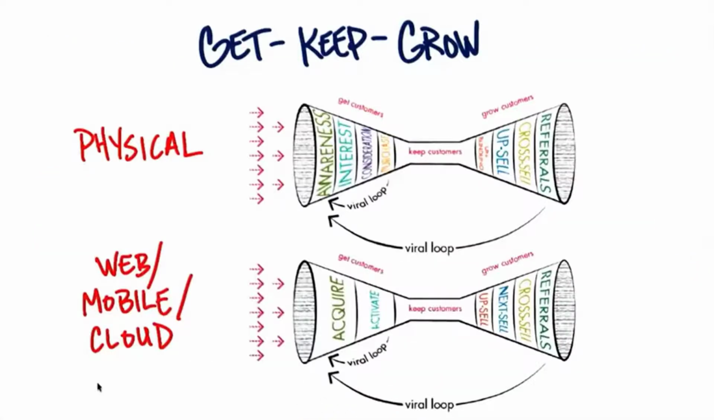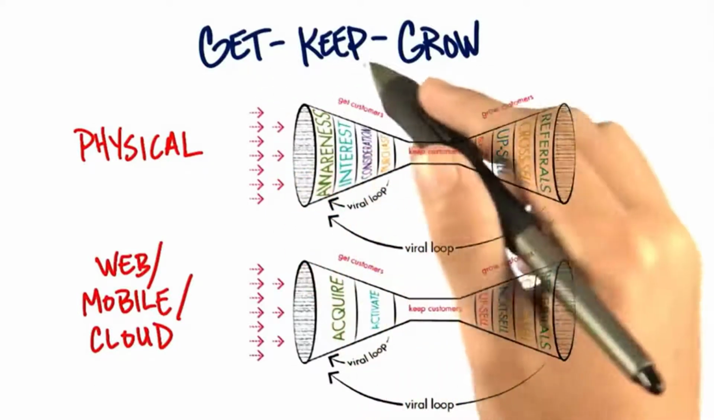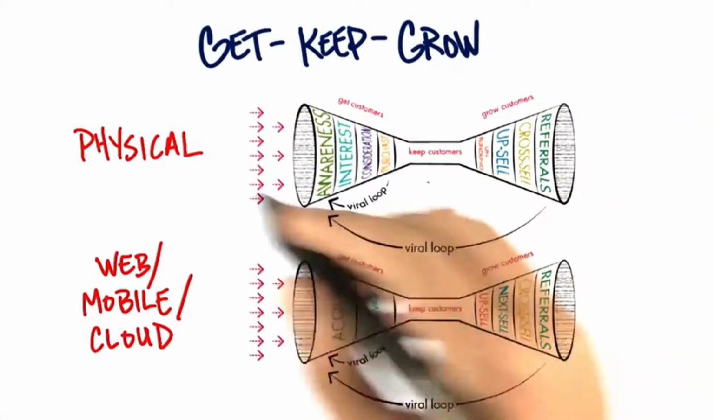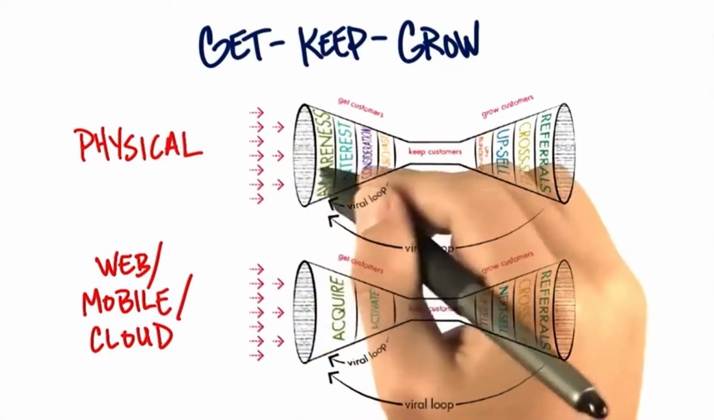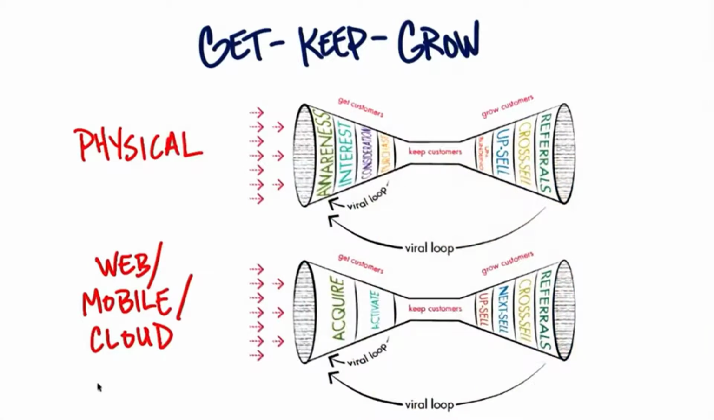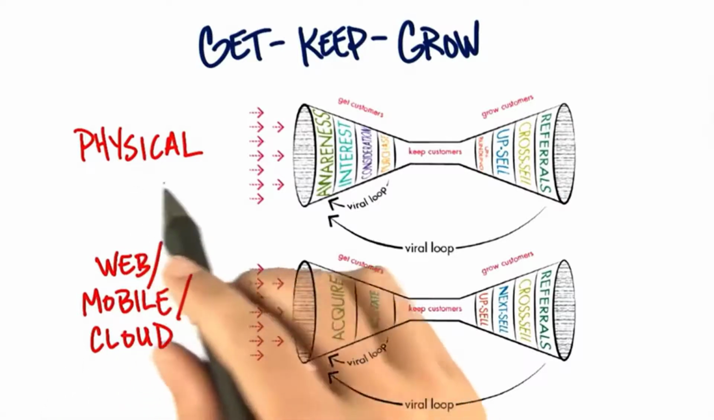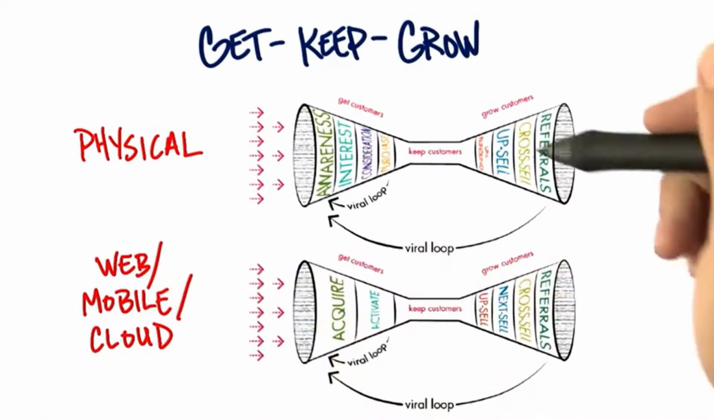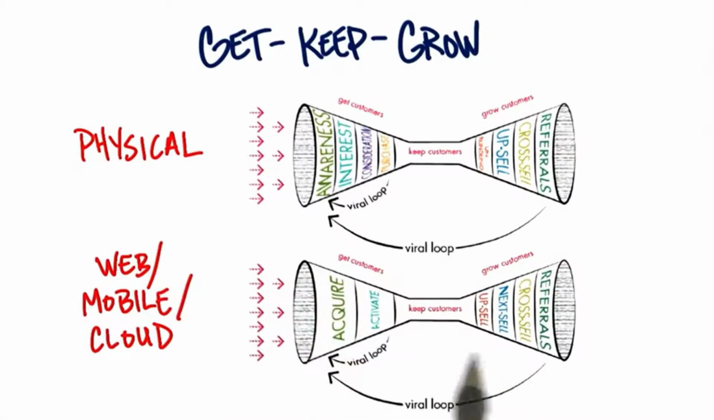And let's just take a look again at those activities. If you remember, what we're trying to do is get, keep, and grow customers. And so these things on the left, with all these arrows going into the funnel, those represent all the demand creation activities you were doing, either paid or free. And in a physical channel, they were getting you into the funnel on the top. And for web, mobile, or cloud, they were getting you into the funnel on the bottom.